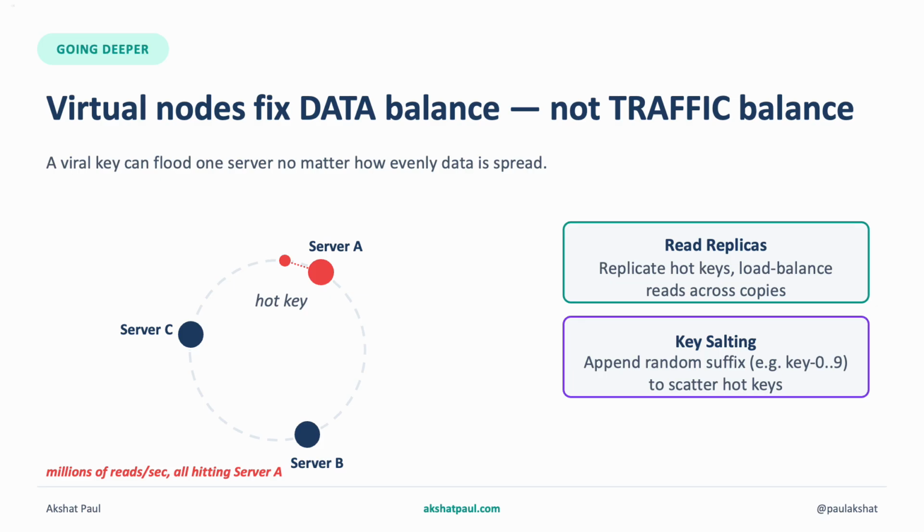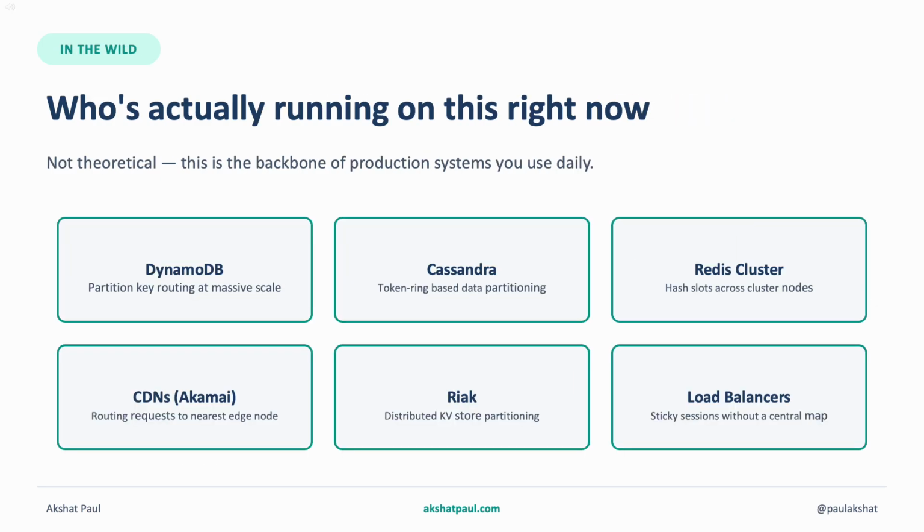So real systems layer on additional strategies. Read replicas: replicate that one hot key across multiple servers and load balance reads across the copies. Or key salting: append a random suffix to the key, like username-0 through 9, so it's effectively spread across 10 different ring positions, and you aggregate the reads on the way out. If you can articulate this distinction in an interview, structural balance versus traffic balance, that alone puts you ahead of most candidates.